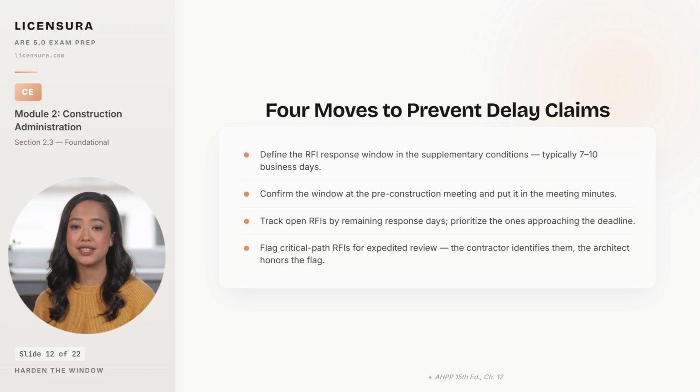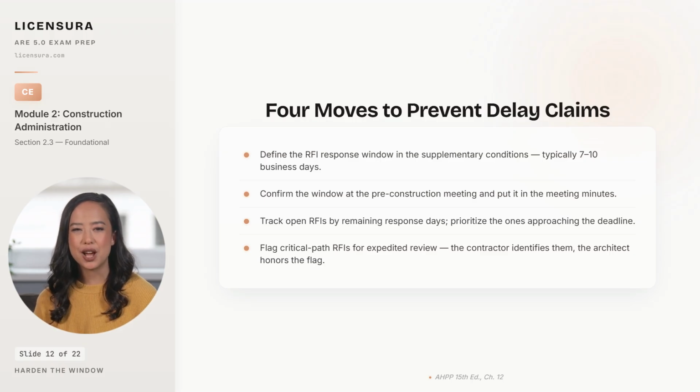That gives the firm a date-stamped acknowledgement that everyone agreed to the same number. Third, track open RFIs by remaining response days, not just by submission date. The RFI submitted 3 days ago with 2 days left to respond is the one that needs attention now, not the one submitted yesterday with 8 days to go.